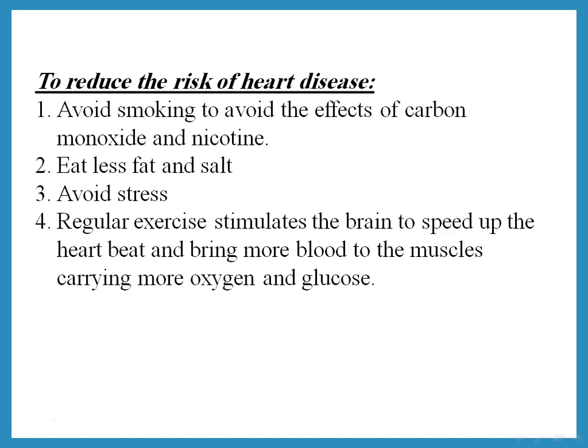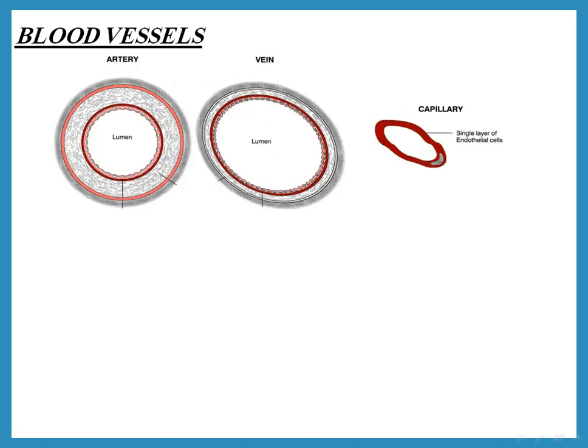So to reduce the risk of having a heart disease, a person should avoid smoking, eat less fat, less salts, avoid stress, do regular exercise because the regular exercise stimulates the brain to speed up the heartbeat. Remember, when you do exercise, then the heart rate increases, and this helps to bring more blood to the muscles and carries more oxygen and glucose so the muscles can contract, do respiration, release energy, and contract properly.